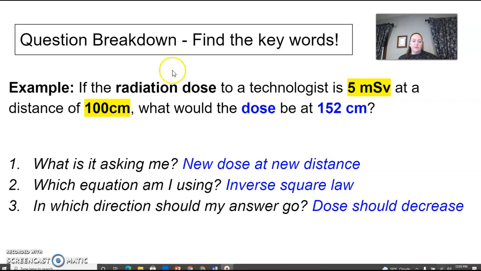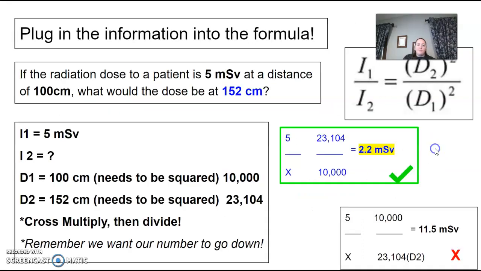So let's find the keywords together. Radiation dose, keyword, buzzword. We have an original exposure, 5 millisieverts at 100 cm. It's asking me for a new dose at a different distance. So what is it asking me? New dose at a new distance. Again, inverse square law. And which direction should my answer go? Dose should decrease because we're moving farther away.